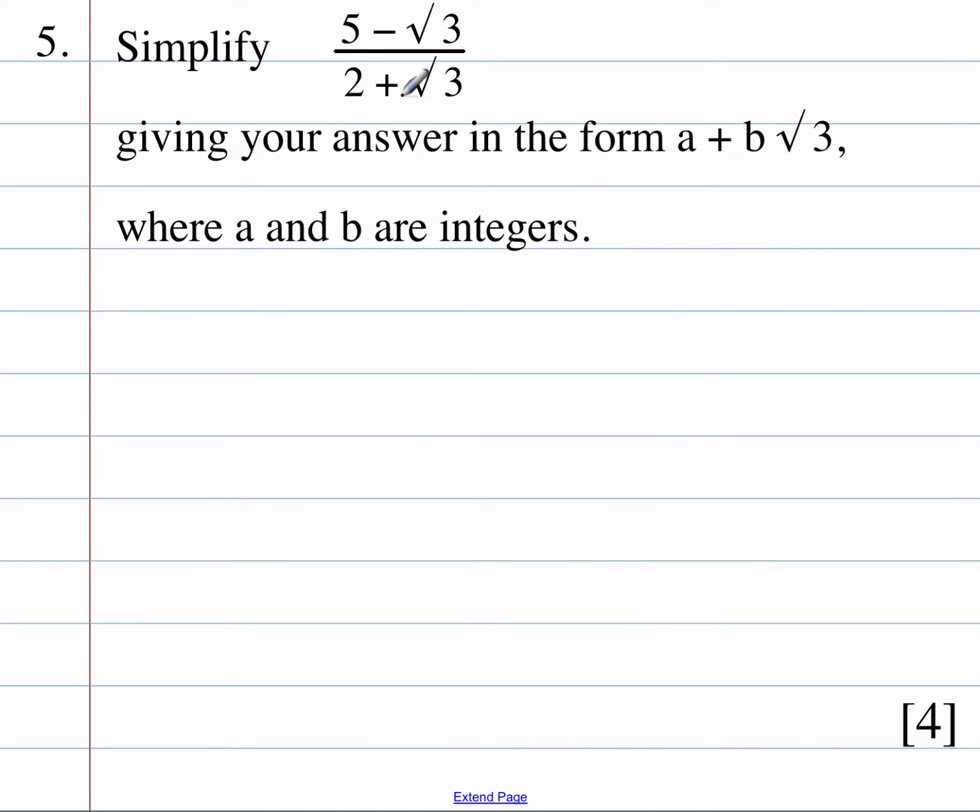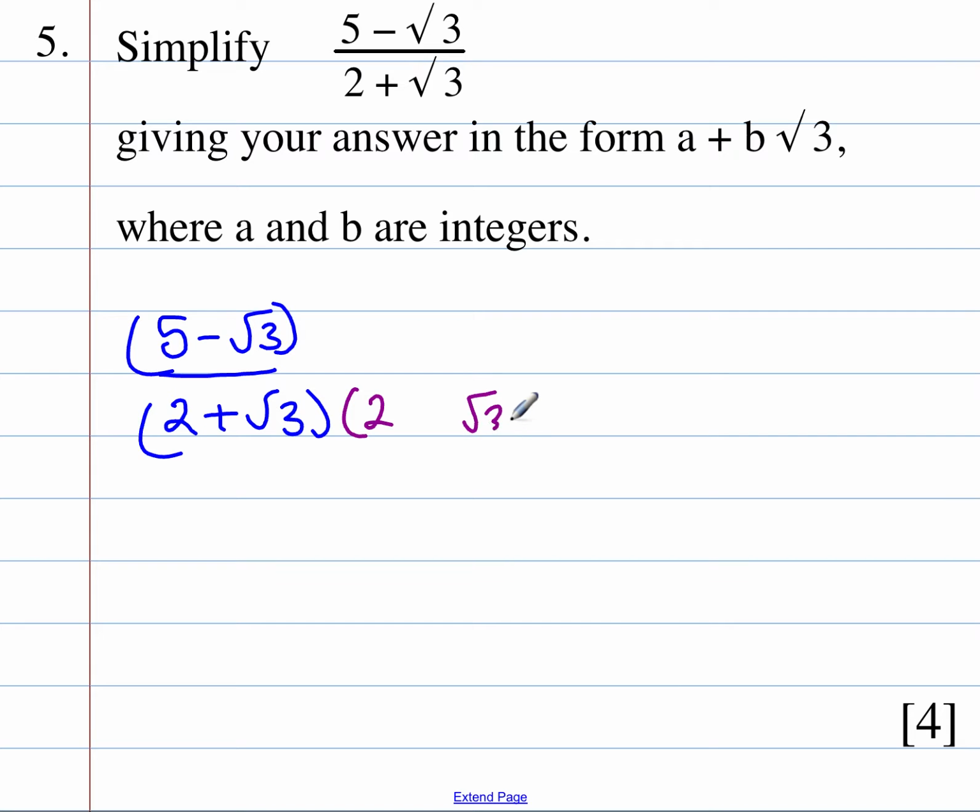Okay, we've seen something like this on one of the previous questions. We've got 5 minus root 3 over 2 plus root 3. When it's asking you to leave your answer in this form, you see there is no root in the denominator. So what they're asking you is to get rid of your denominator surd by rationalizing. So let's get rid of this root 3. The only way to do it is to times it by itself, but using difference of two squares.